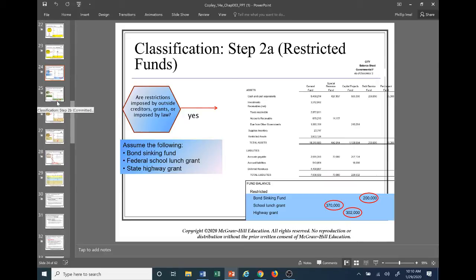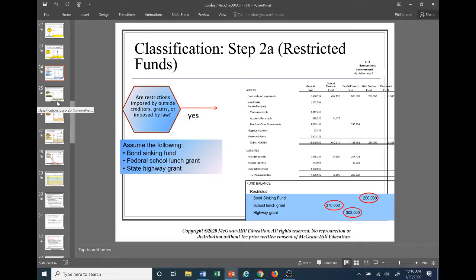Obviously, we're done with the non-spendable section. So next we want to move on to the spendable fund balance. We know that out of the spendable part, there are 4 sections, right? And we'll start with the highest constraint, the restricted funds.